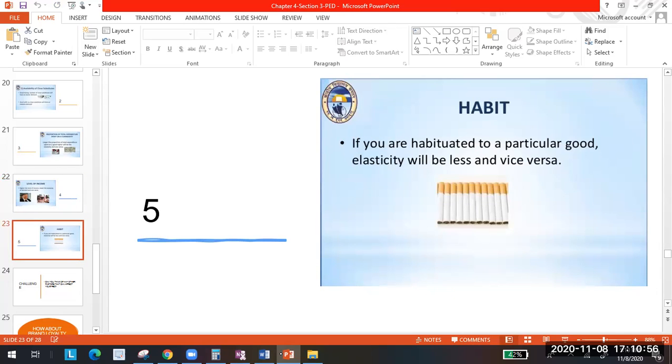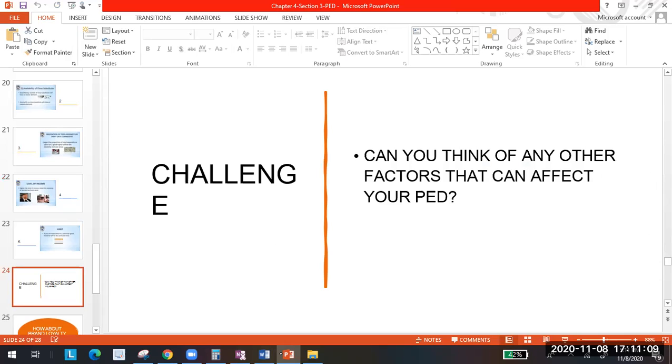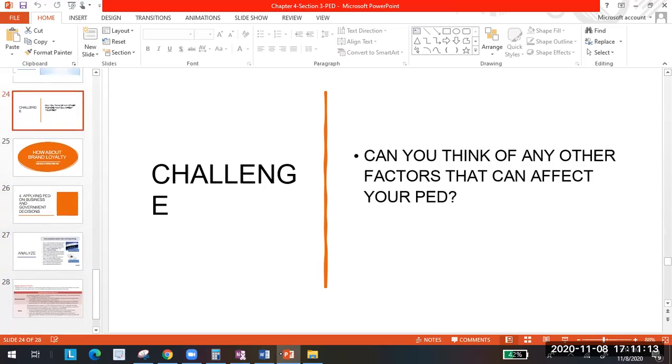Okay, so I'm moving. If you are habitual of these drugs, the change in price can't affect your requirements, right? Right. Okay.